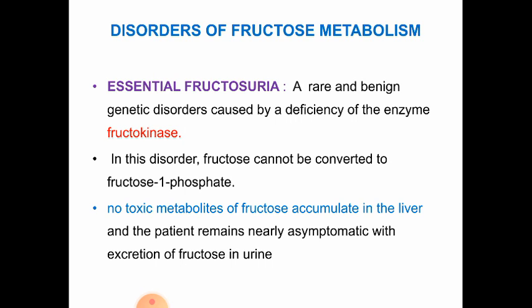No toxic metabolites of fructose accumulate in the liver, and the patient remains nearly asymptomatic, with excretion of fructose in urine. So, there are no toxic metabolites of fructose accumulating in the liver, and the patient is asymptomatic. No symptoms are shown except the excretion of fructose in urine.